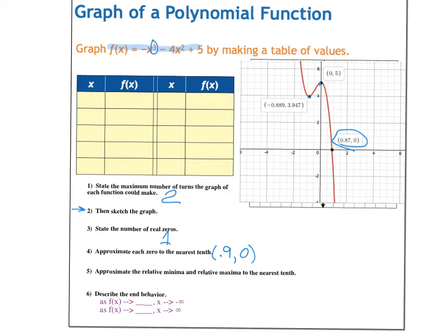All right, so we have a max at 0.5, and we have a minimum at this point right here. It says round to the nearest tenth, so I'm going to say negative 0.9 and 3.9.